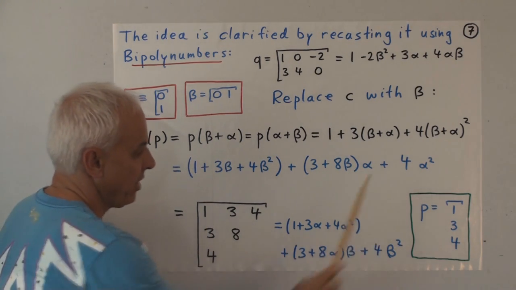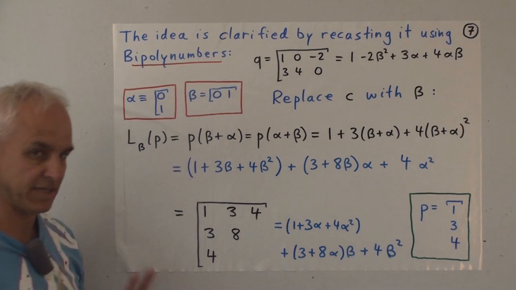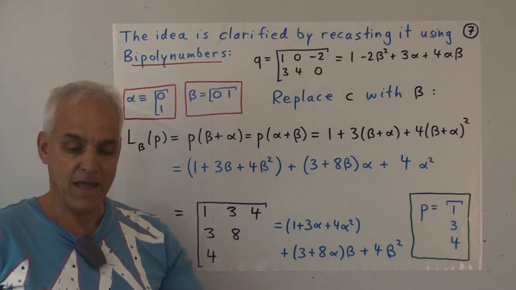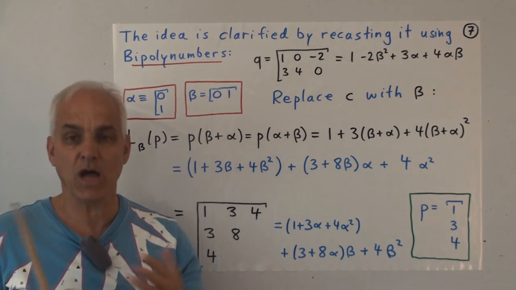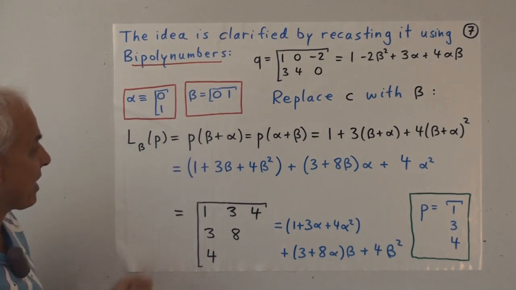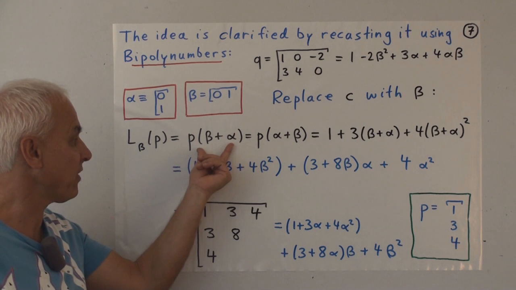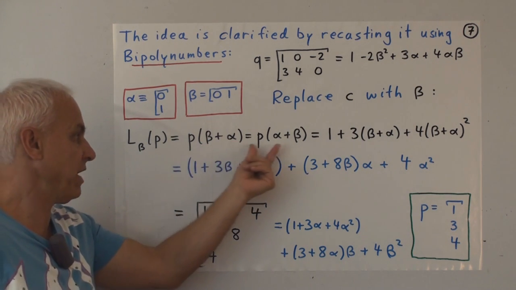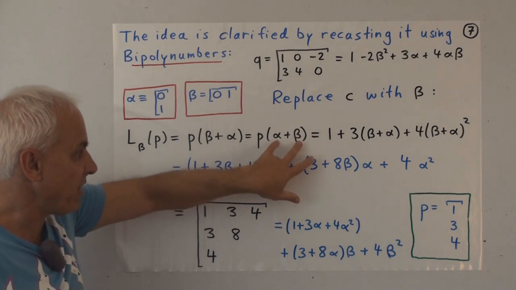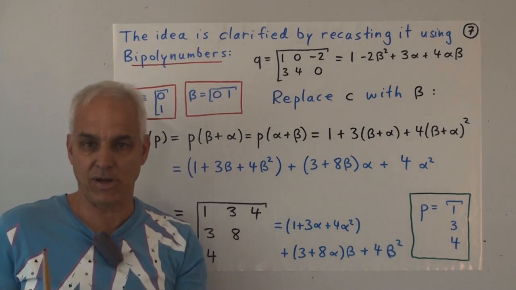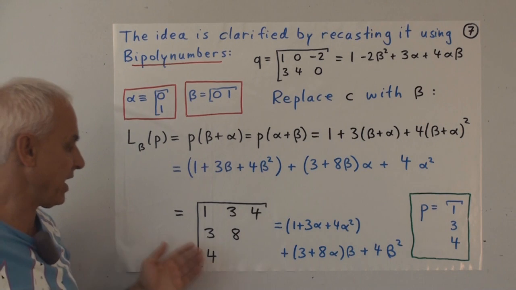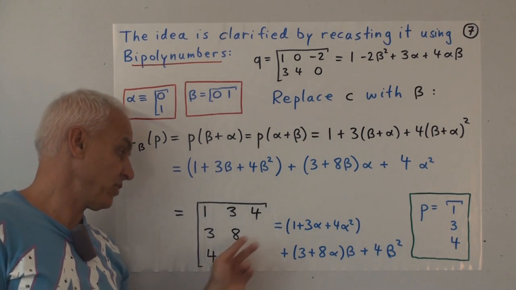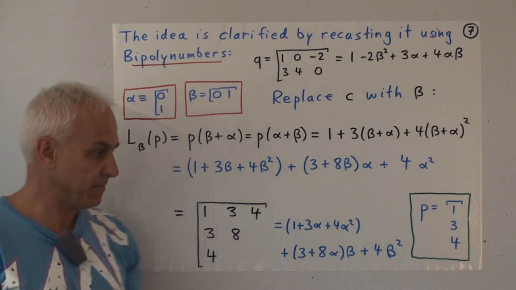So this expression and this expression are exactly the same, except the alphas and the betas have been interchanged. And the symmetry of this situation is not at all a surprise. It's obvious because we were evaluating something of the form p of beta plus alpha, or p of alpha plus beta. So the alpha and the beta here are appearing symmetrically. So of course we're going to get something that's symmetrical. This symmetry is a very important aspect of things.